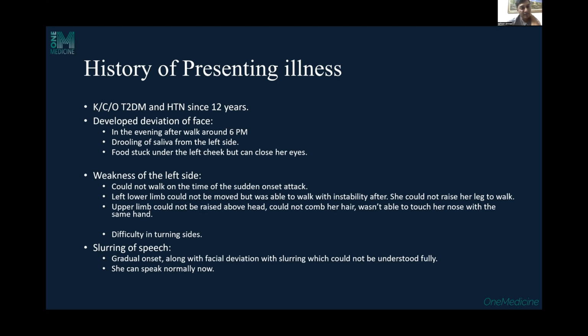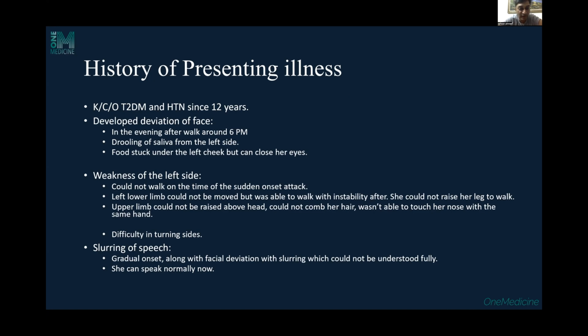And you said slurring of speech is gradual onset. Whenever there is a facial deviation, and you told there was pooling of saliva from the left side, obviously her speech would not be clear. So it is not gradual onset. She would have tried to call for help. She would have tried to talk. Yes, sir. Gradual onset is slowly progressive. Gradual onset we use for subacute and chronic onset. So this is all sudden onset slurring of speech.